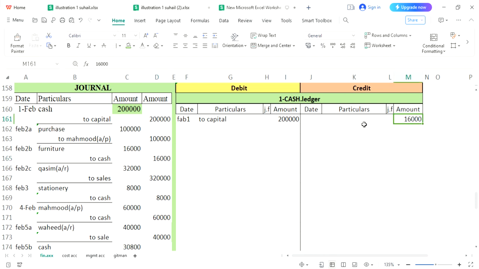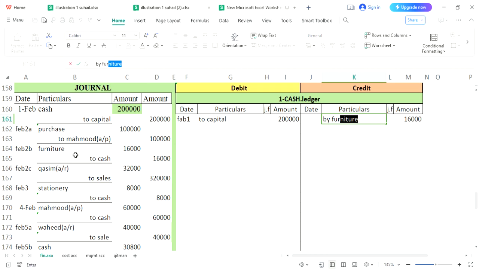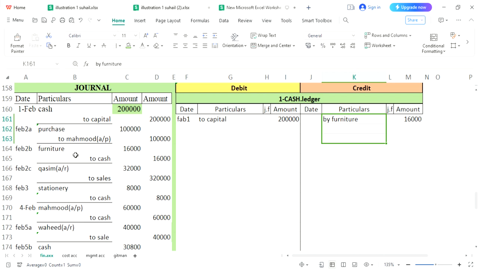For 16,000, we need to put the reference. What is written on the opposite side? It is furniture. So under particulars, write furniture with an additional word, By. Whenever you write anything in the particulars column on credit side, you will use By as an additional word, and whenever you are writing anything under particulars on debit side, you will write To. So here we have completed the entry for 16,000.